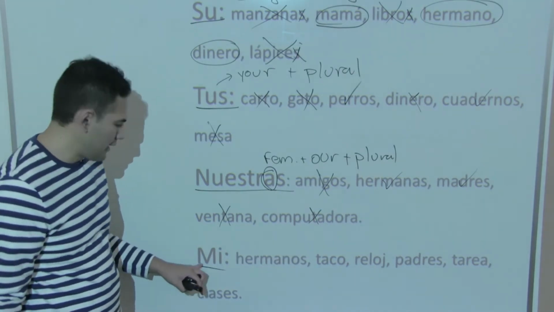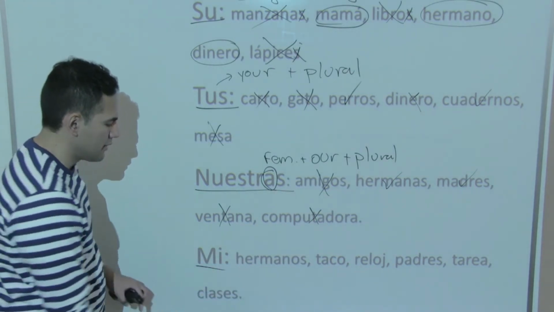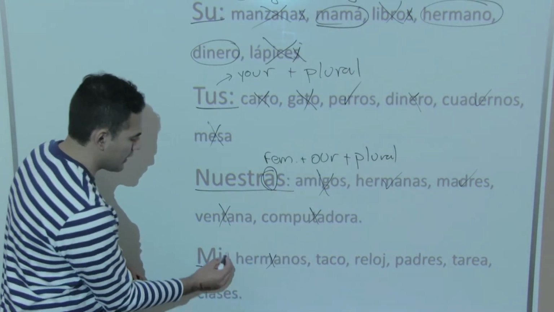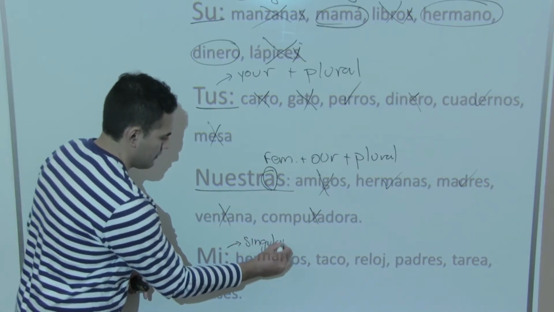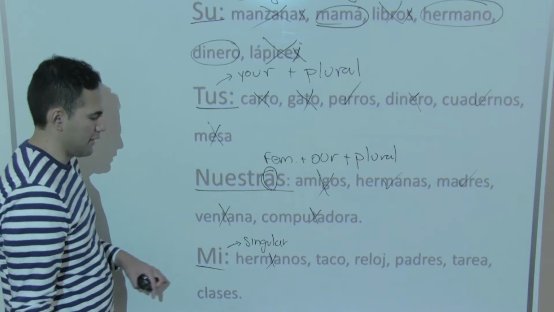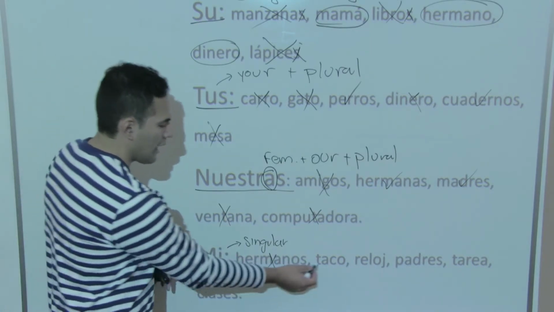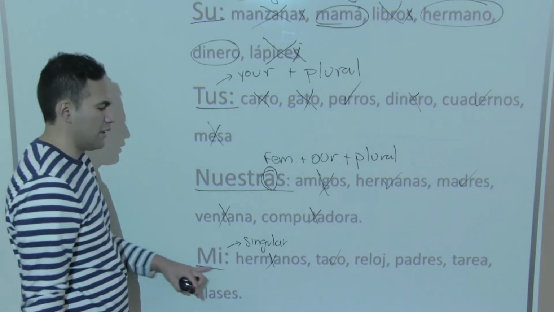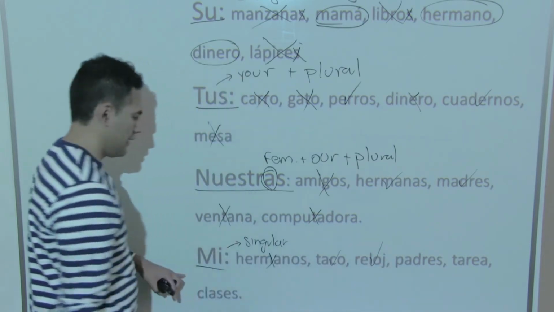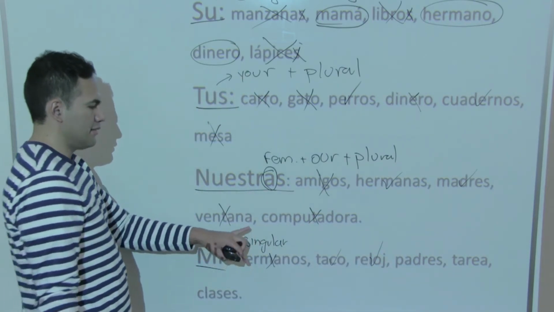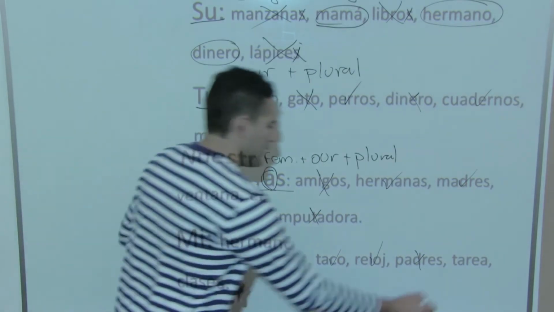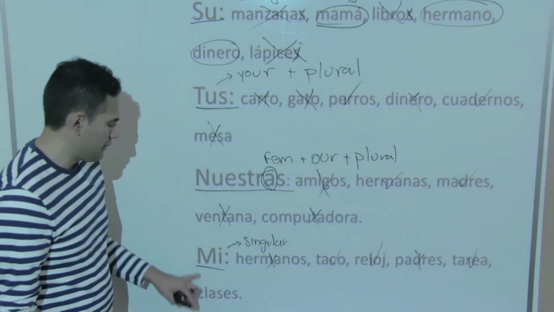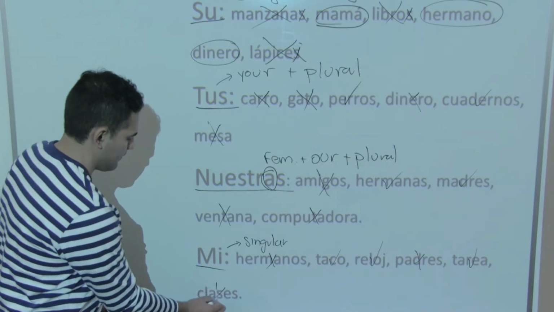And last, mi hermanos, no, because here we need singular. Mi hermanos, no. Mi taco, yes. Mi reloj, yes. Mi padres, no, because it's plural. Mi tarea, sí. Mi clases, no. Okay?